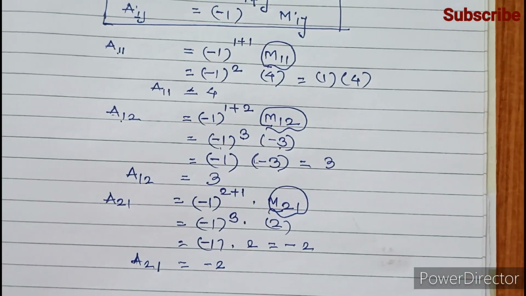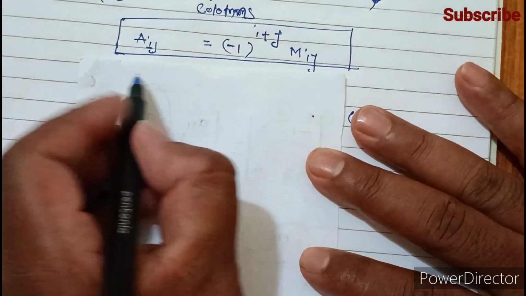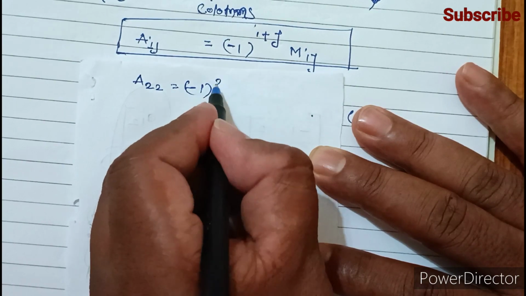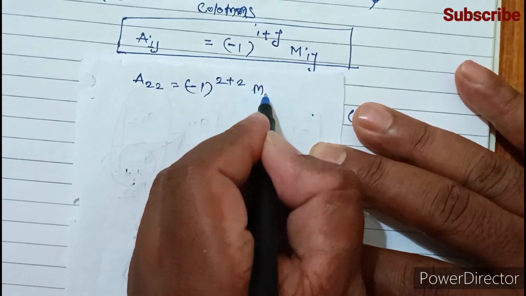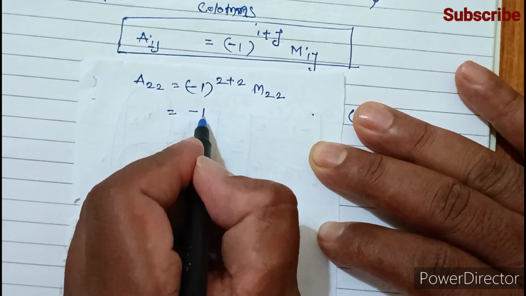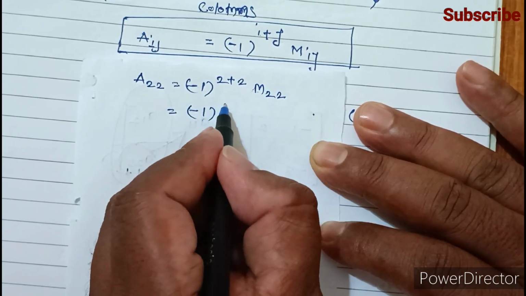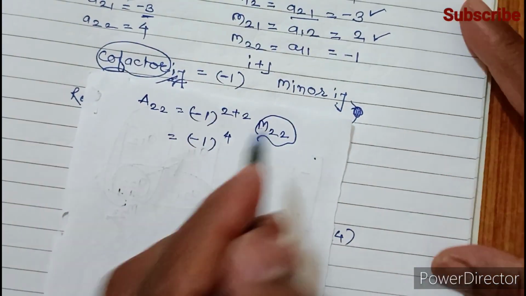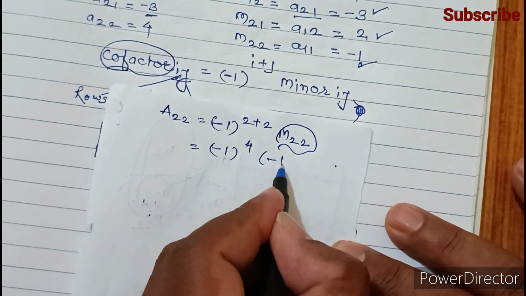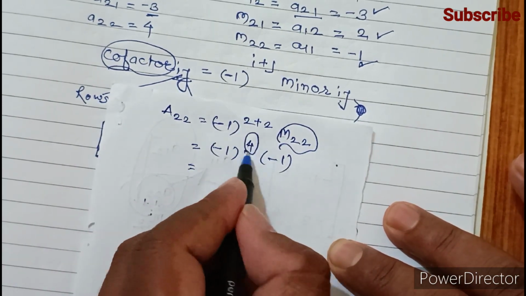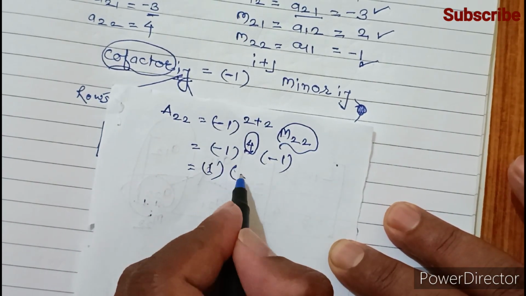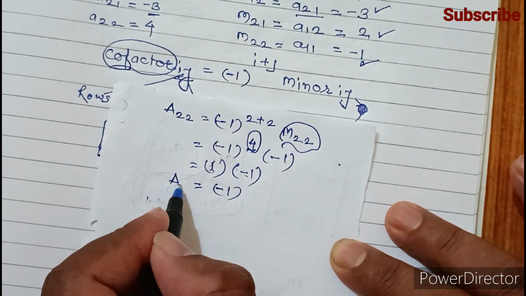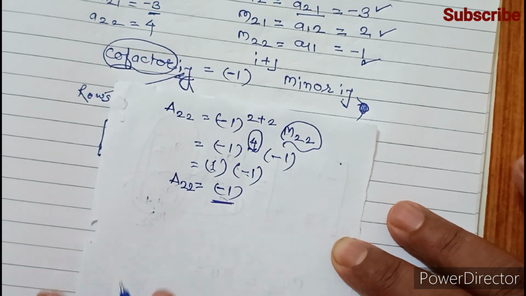Similarly, find the value of a22. Therefore a22 becomes minus 1 to the power 2 plus 2, that is 4, into m22. The value of m22 is here, minus 1. Put minus 1 here: minus 1 to the power 2, this is an even number, will become plus 1, and this is minus 1 as it is, so 1 into minus 1 will be minus 1. The value of a22 is minus 1.